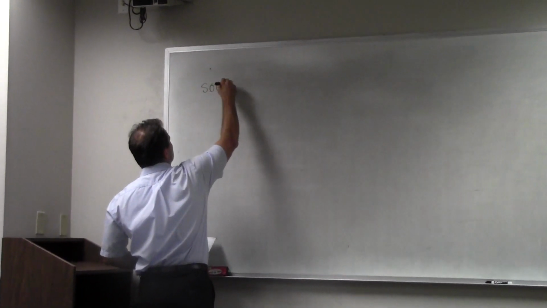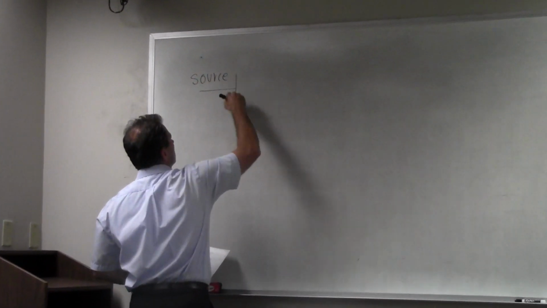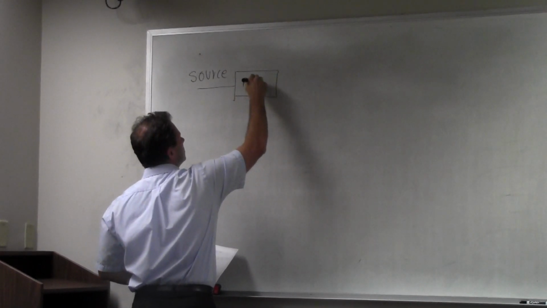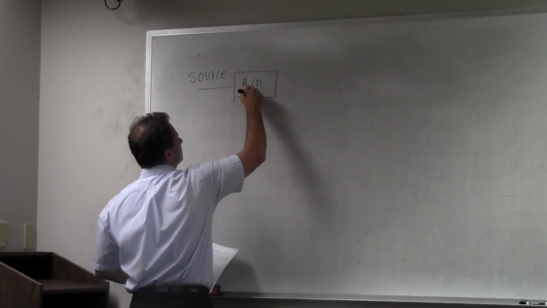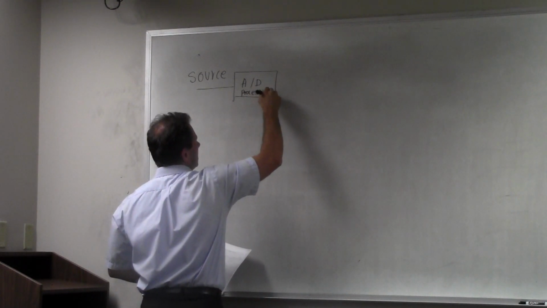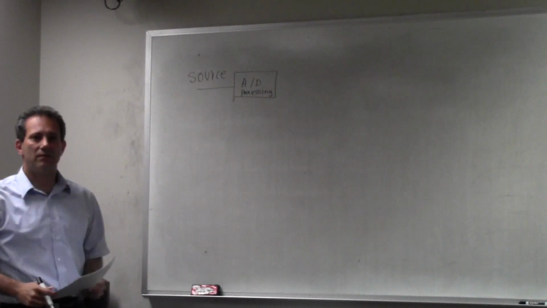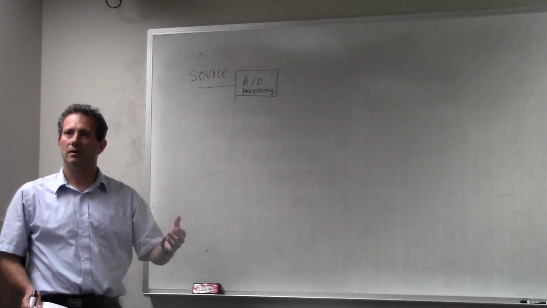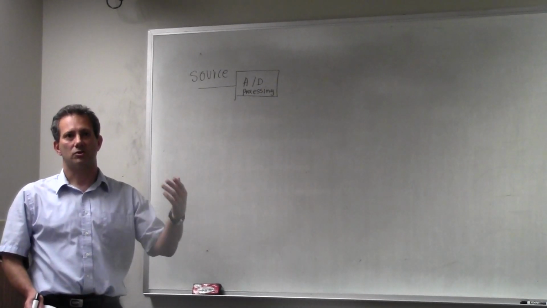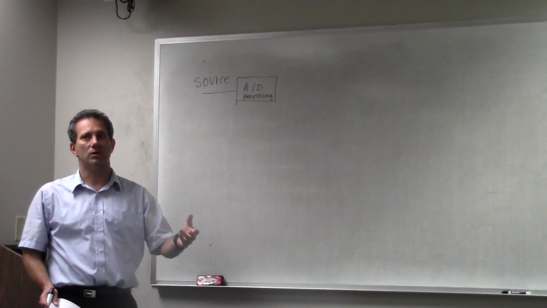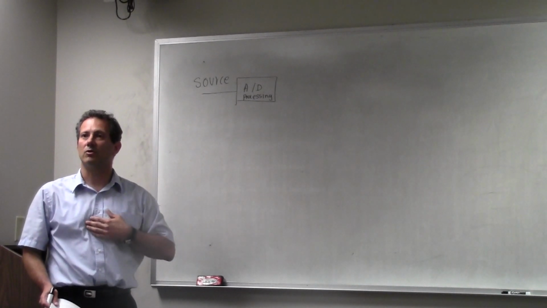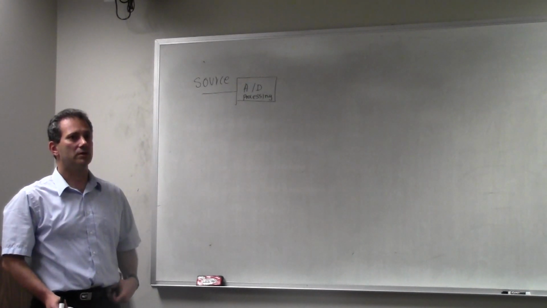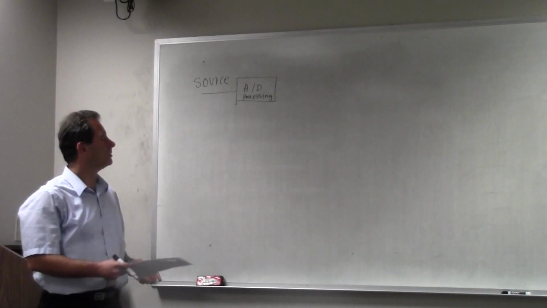We have our source, and then we have a block diagram that I'm going to call analog to digital processing. That encompasses everything we've done thus far. This means sampling, quantization, source encoding, and then potentially some error control coding, which is the controlled redundancy that we produce to increase the capacity of our transmission.